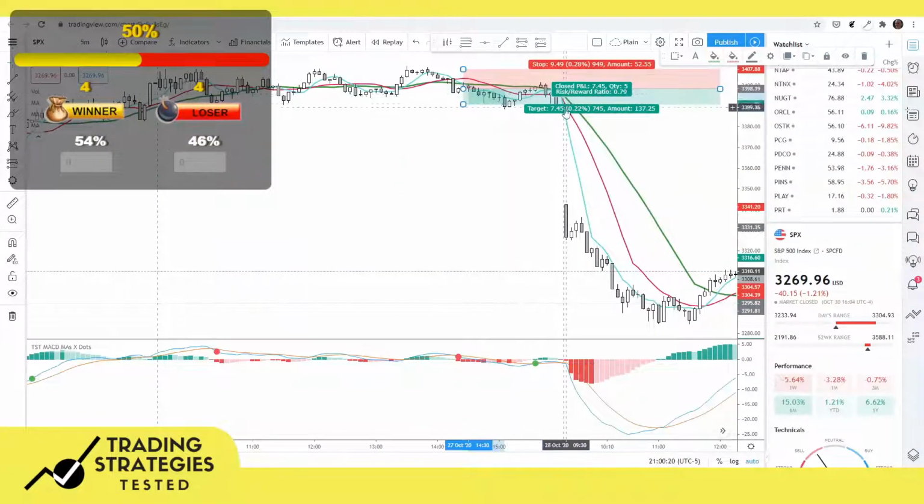Closing this at the end of day level because we're not going to let it go over to the next day, and this one was too close to the end of the day, so not trading that. So we're going to count this one as a win.